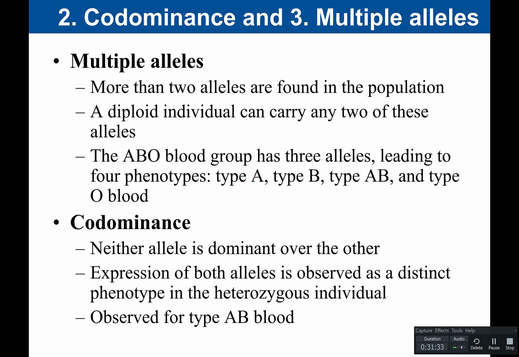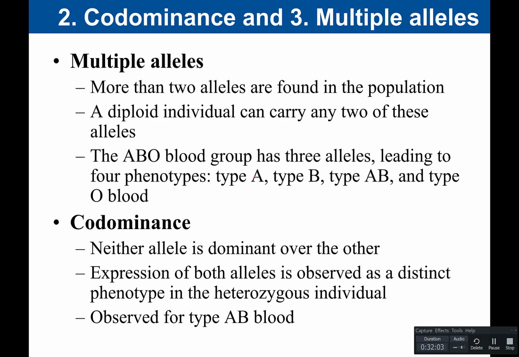So we're going to continue on with our differences in Mendelian genetics. And so the next one that we're going to talk about is both codominance and multiple alleles. Multiple alleles is when there are more than 2 alleles found in the population. So again, if we think about Mendel's genetics, he had purple flowers, white flowers, right? There were 2 alleles possible. In the case of multiple alleles, there might be more than 2 alleles.